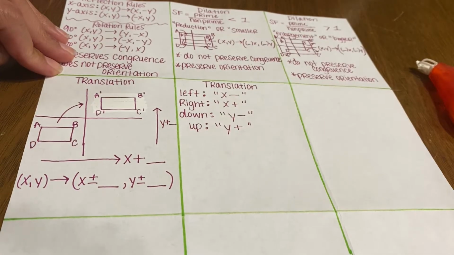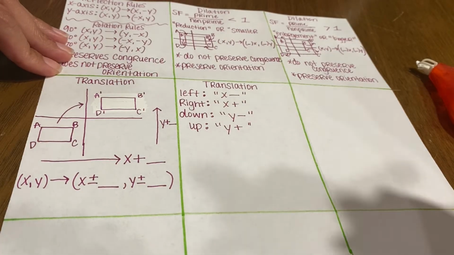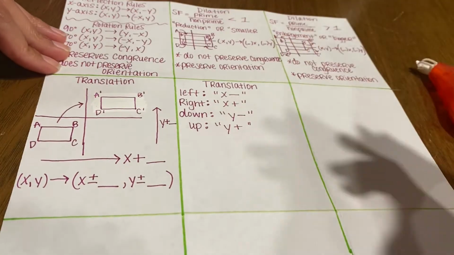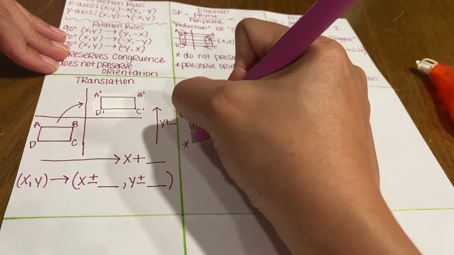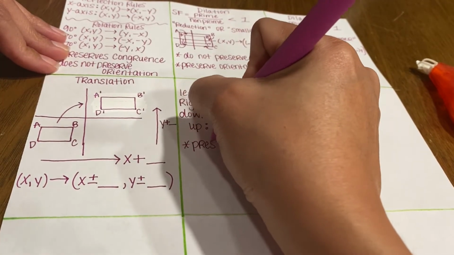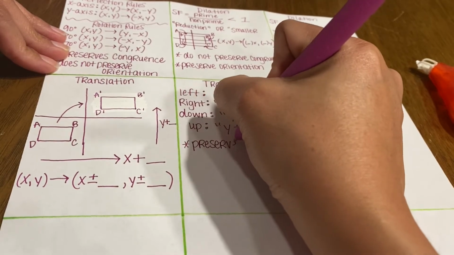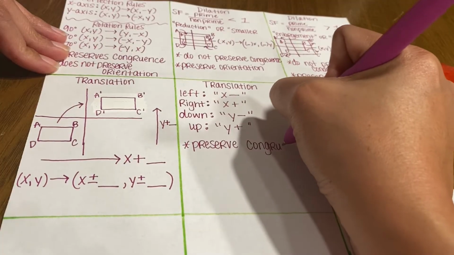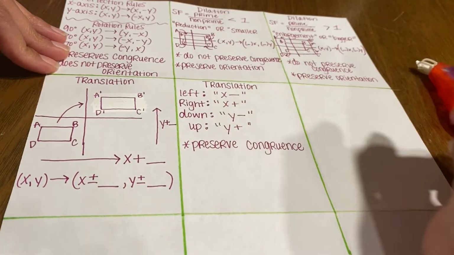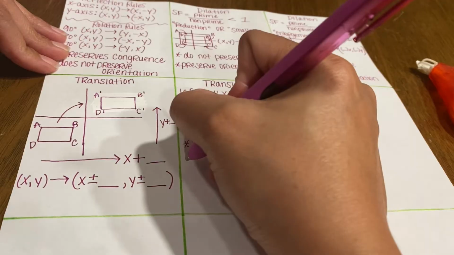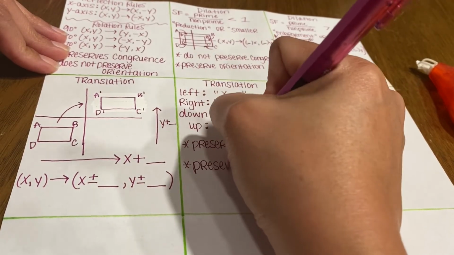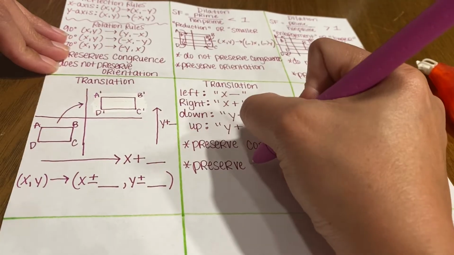Underneath this, I'm going to put my notes for congruence and orientation. So translations are the special transformations that preserve both. No matter what, translations always preserve congruence. No matter what, translations always preserve orientation.